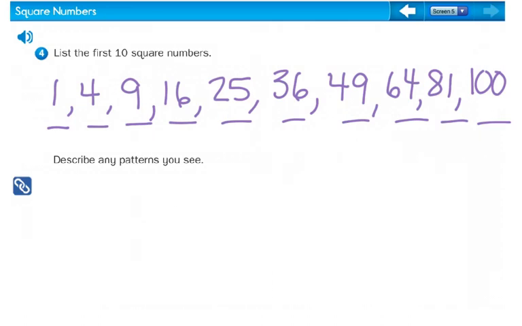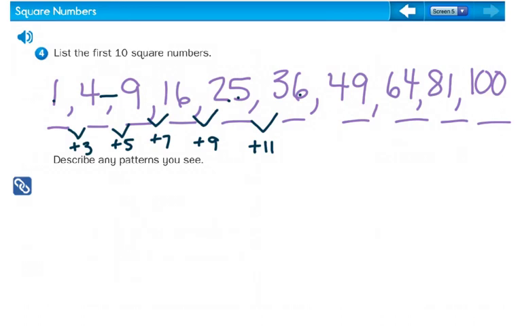The last thing says, describe any pattern you see. When you're looking at patterns, you often ask, what happens between the first number and the second number, the second and the third number? So I'm going to think out loud for a minute. To get from 1 to 4, they added 3. To get from 4 to 9, they added 5. To get from 9 to 16, you add 7. To get from 16 to 25, you add 9. From 25 to 36, you add 11. Does anyone see a pattern yet?